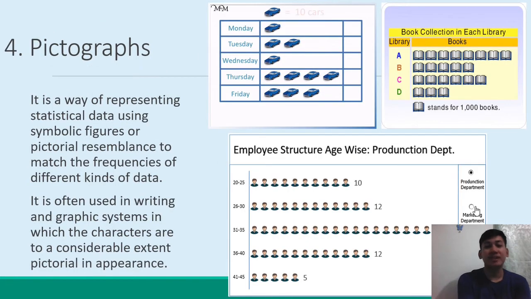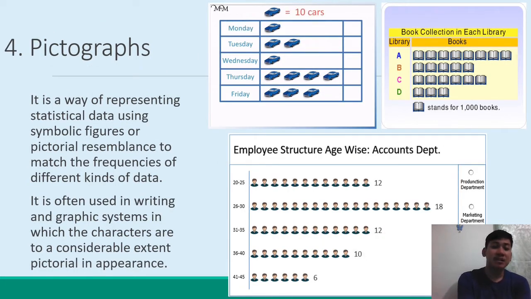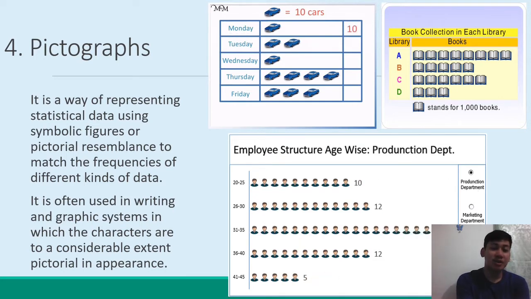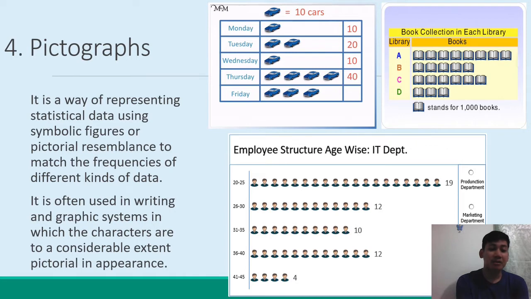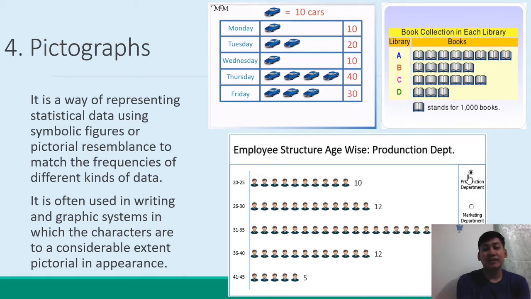So next is pictographs. It is a way of representing statistical data using symbolic figures or pictorial resemblance to match the frequencies of different kinds of data. It is often used in writing and graphic systems in which the characters are to a considerable extent pictorial in appearance. So as you can see in the pictures, those are examples of pictographs.